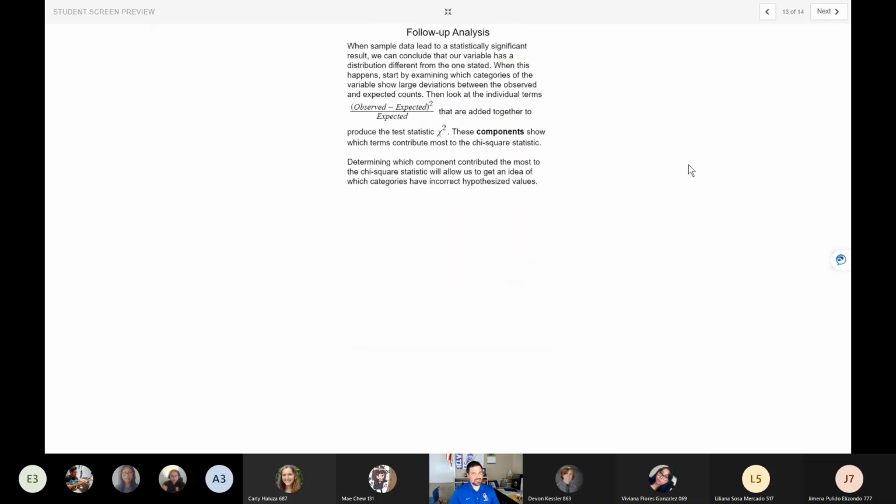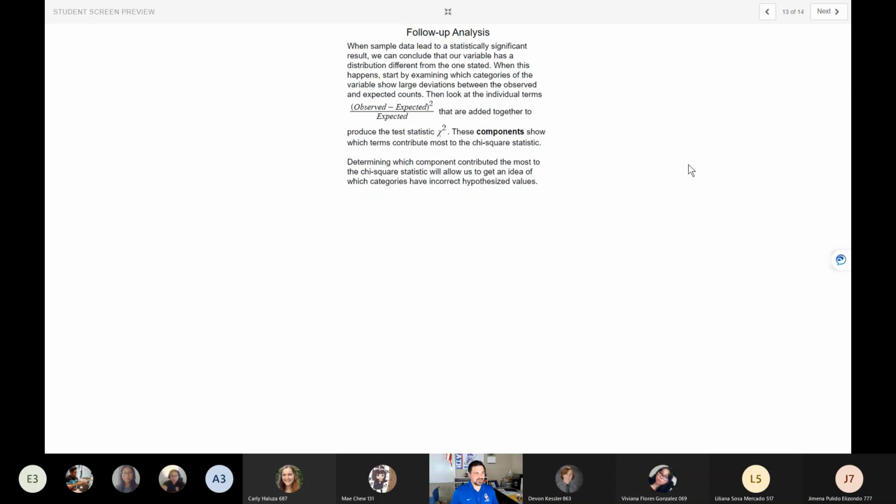All right, so the last thing we're going to talk about is our follow-up analysis. This was mentioned yesterday. I told you we'd see it today. When sample data lead to a statistically significant result, which was not the case in the example we just did, we can conclude that our variable has a distribution different from the one stated. When this happens, start by examining which categories of the variable show large deviations between the observed and expected counts.